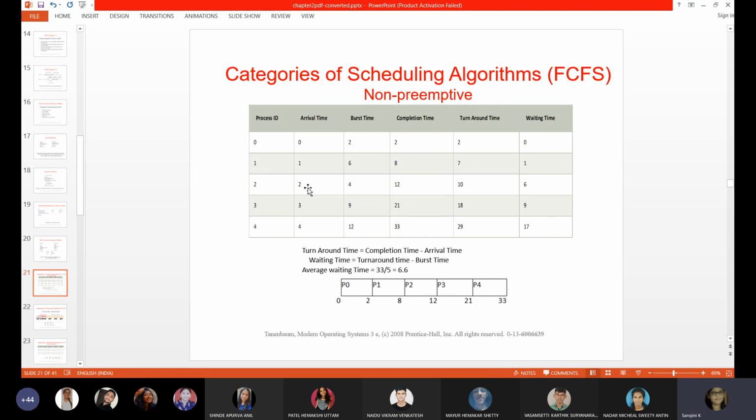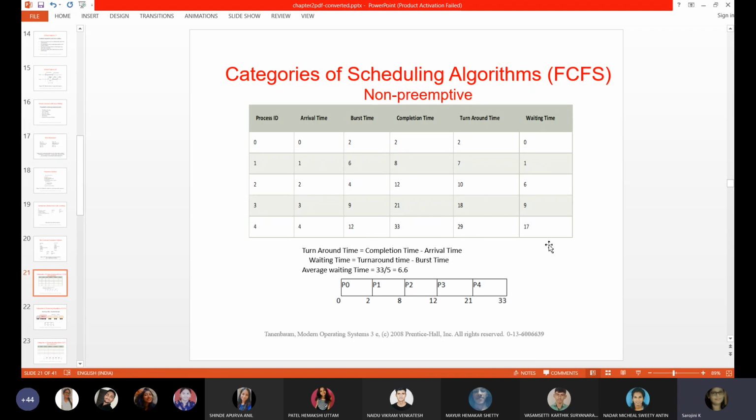I repeat again. I may ask you, by giving the process ID, arrival time, and burst time in the examination, to calculate the average waiting time. Of course, to calculate the average waiting time, you have to calculate the waiting time of each and every process, isn't it? Okay. So that can be one type of question, which will be a 5 marks question, descriptive type.